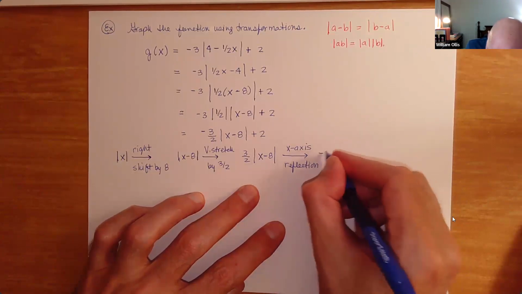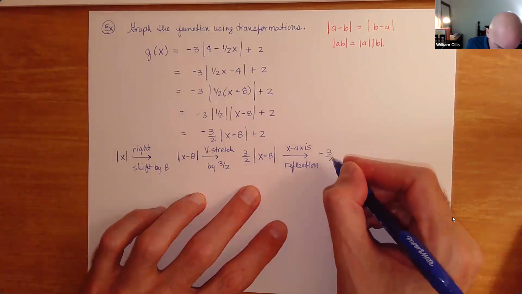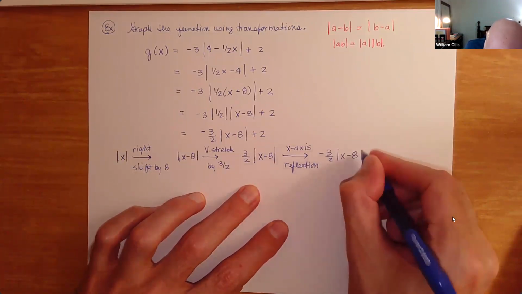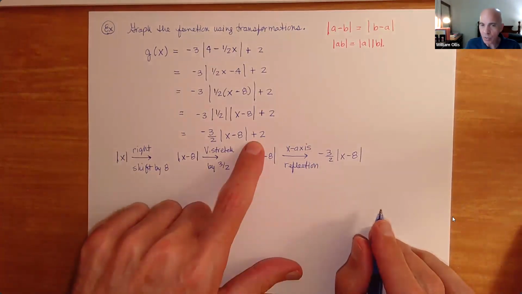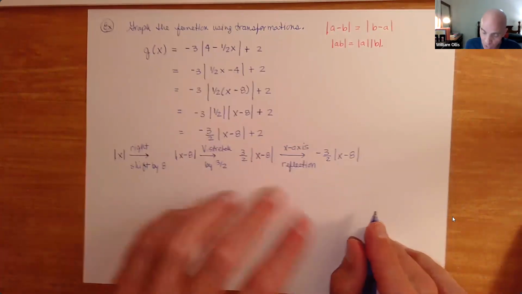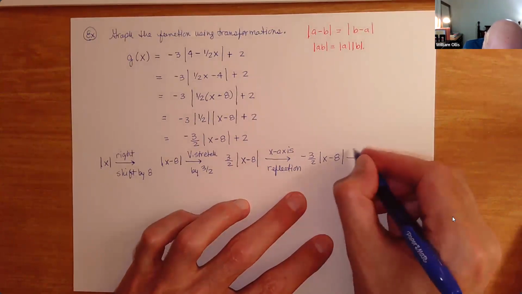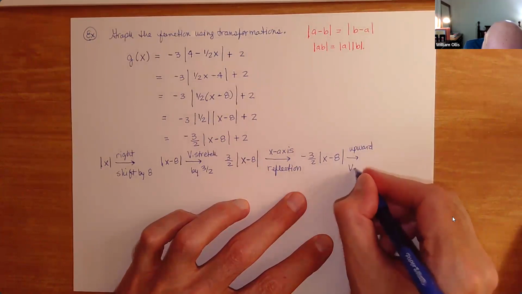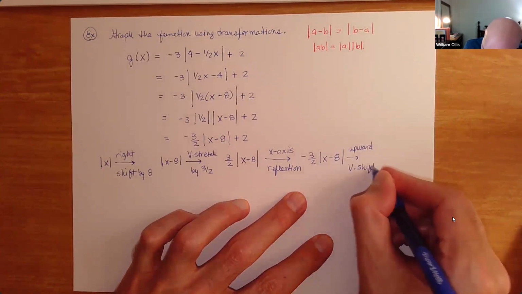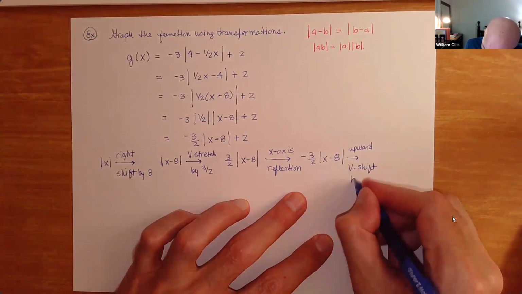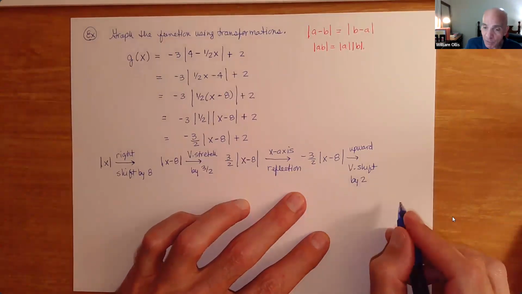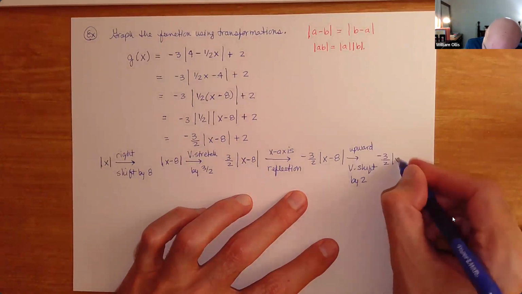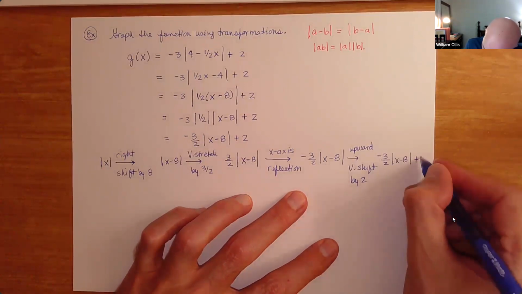So this gives us -3/2. Let's see, -3/2 x minus 8. And then lastly, we just do an upward v shift by 2. I try to use as few words as possible, but just so we know what's going on, upward v shift by 2. So that's -3/2 x minus 8 plus 2. That's it.